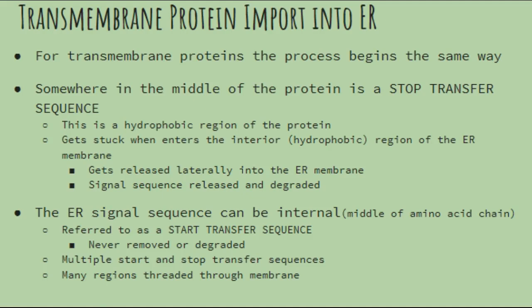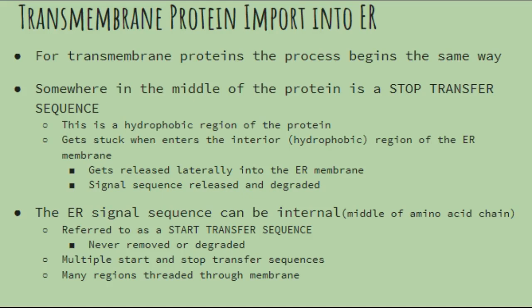Transmembrane protein entry into the ER begins basically the same way. However, somewhere in the middle of the protein is a stop transfer sequence. So when this region gets threaded through the channel, the region is hydrophobic. So because it's hydrophobic, it gets stuck when it enters the channel. When this happens, it gets released laterally into the ER membrane, and the signal sequence is released and degraded.